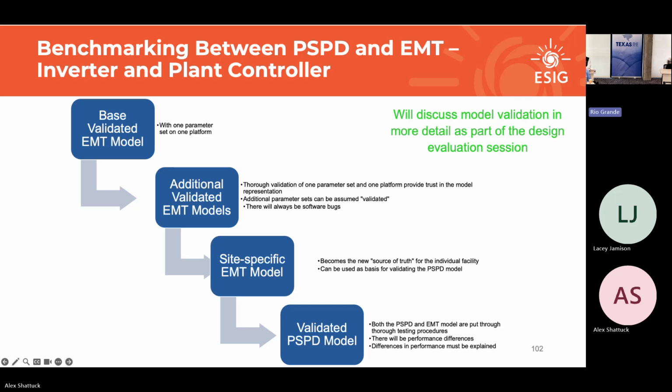I can run the same test on the same model in the PSPD softwares, PSSE, TSAT, PSLF, just to name three of the major ones in the US. I might get different results. Same model, three different softwares, different results, because it's a simulation engine. That doesn't mean it's a bad model. It could just be a weird nuance in the simulation, right?